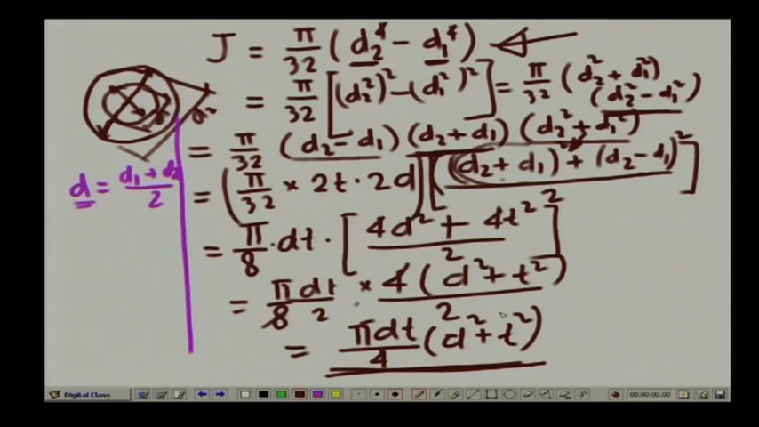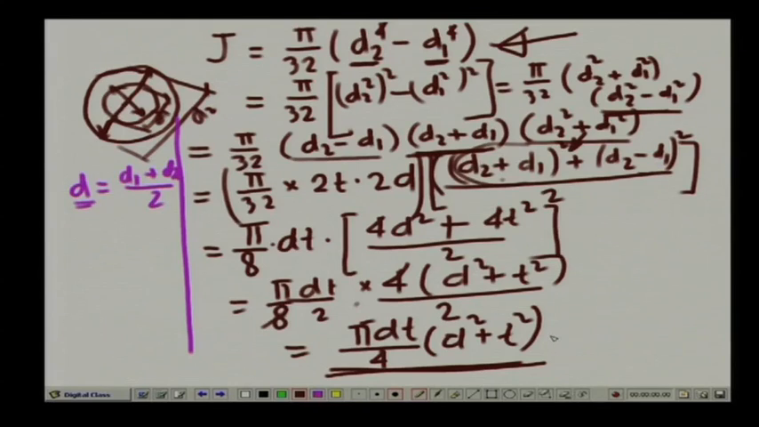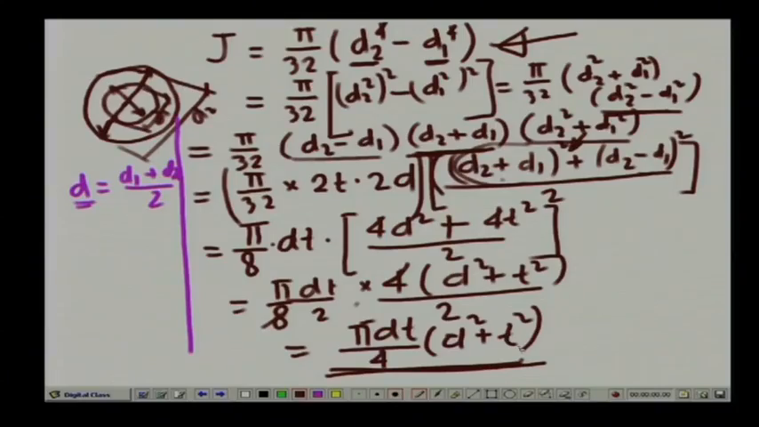Many times if we represent the diameter in terms of average diameter, we can use this expression for evaluating the polar moment of inertia instead of π by 32 times d2 to the power 4 minus d1 to the power 4. Also, many times we use a shaft or a hollow bar, the thickness of which could be significantly small in comparison to the radius of that tube. In that case, the term t square will be very small in comparison to d square.